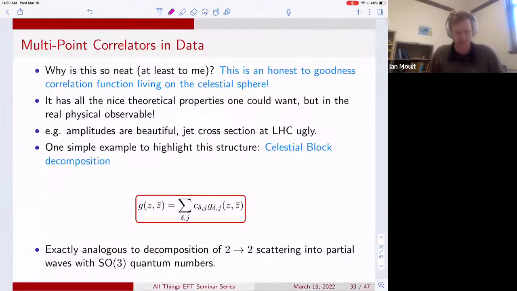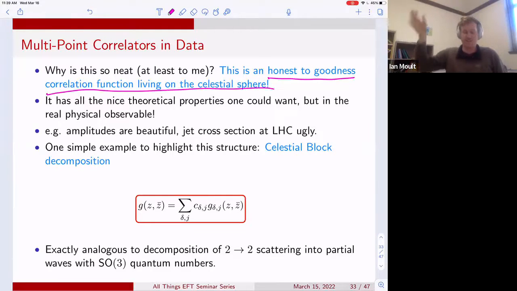Okay. And so why is this so neat compared to, for example, other jet substructure observables that you can measure? The thing that I think is really quite beautiful is that this is an honest to goodness correlation function which lives on the celestial sphere. And so it's a real physical observable that experimentalists will measure, but it actually has in it all the nice theoretical properties that one would want of a true correlation function.